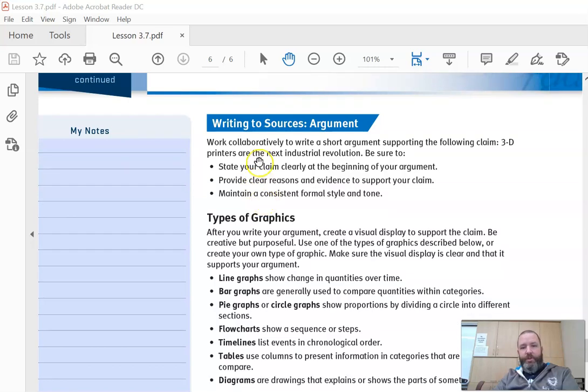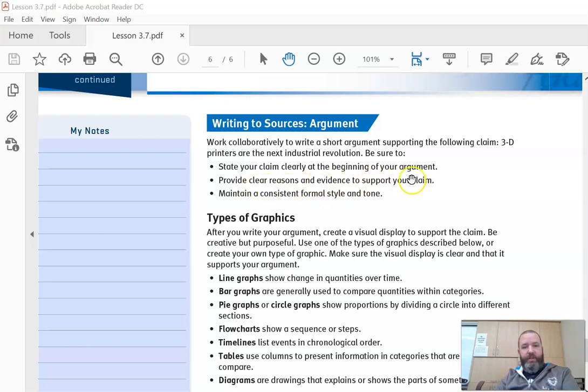And then this is what you're going to be turning in along with these questions. You're going to write a short argument supporting the following claim. Here's your claim for your short writing activity. 3D printers are the next industrial revolution. So that's your claim already. That's going to be your first sentence. State your claim clearly at the beginning of your argument. They already gave it to you.